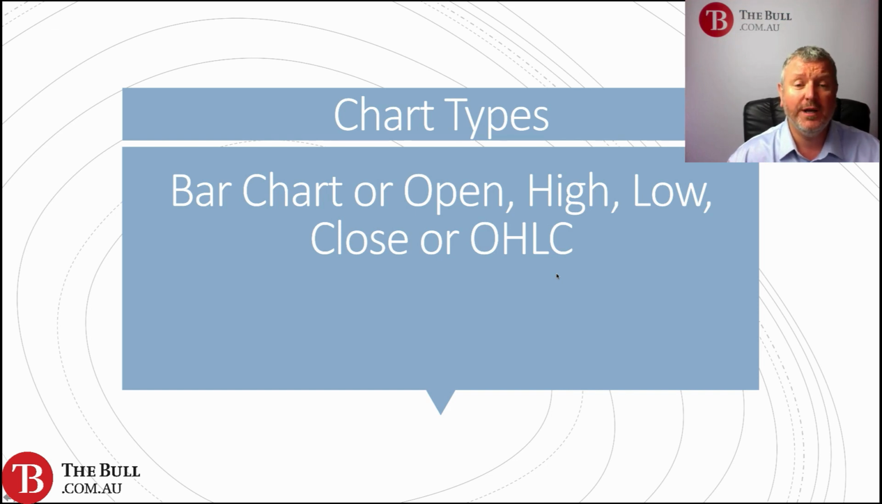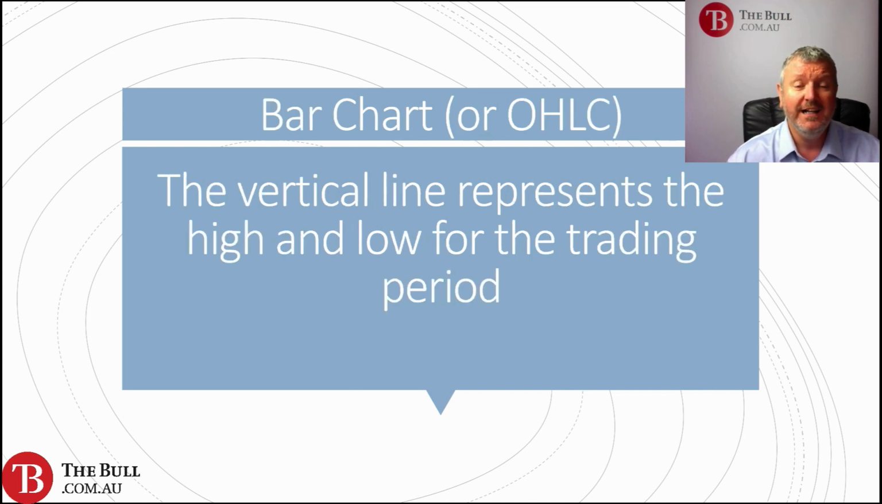The second chart we're going to look at is the bar chart, also known as the open high low close, or the OHLC, for open high low close. So the bar chart is a vertical line that represents the high and low for any period. So on a daily bar chart, we have a vertical line, and the low of that line would be the low of the day, and the high of the line would be the high of the day.